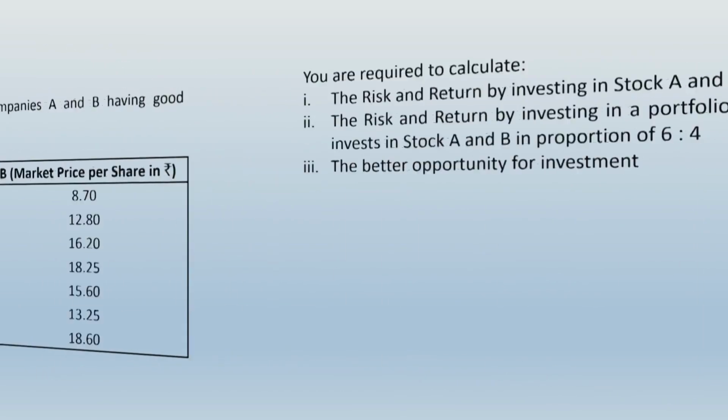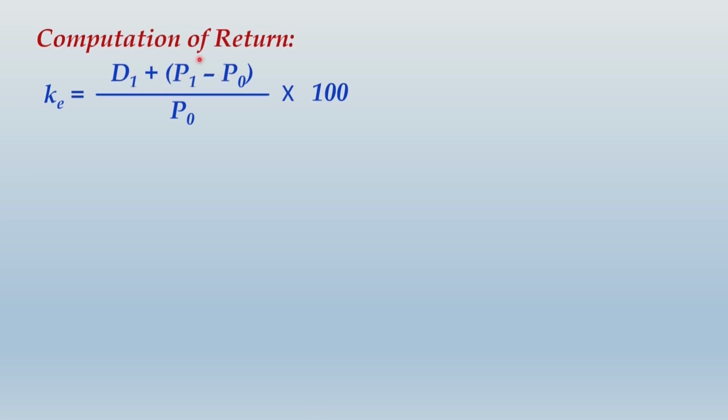So let us see how to present the solution over here. In your solution, you first begin with the computation of returns. So computation of returns will be generally done this way: D1 plus P1 minus P0. So P1 minus P0 indicates the growth in the share price. This is the component of return which indicates growth, and this is the component of return which indicates the dividend yield. So this will be divided by the base year's price.